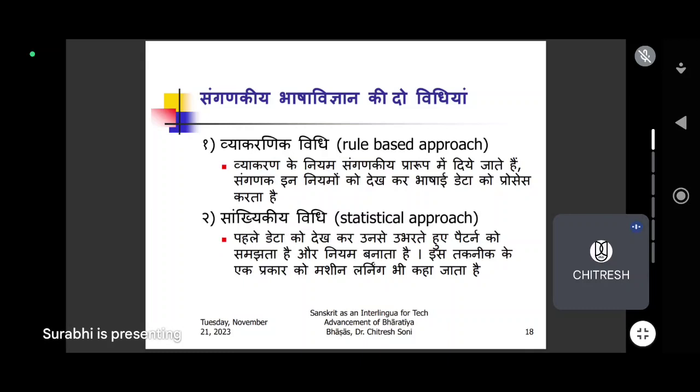Then सांख्यिकी विधि, statistical approach. पहले डेटा को देखकर, it just sees the pattern of data. A large amount of parallel data is given, just as in the case of machine translation systems. From that data, it infers rules on its own, and then the two things are translated, and lexical replacing is done. Okay, next please.